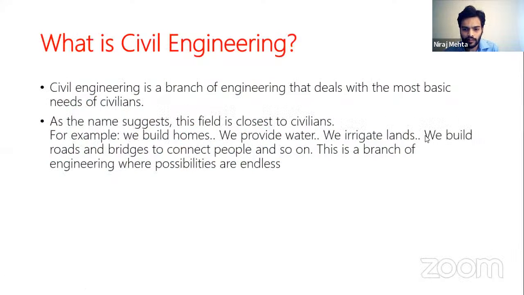Civil engineering, as the word says, is the branch of engineering that deals with the most basic needs of civilians. As the name suggests, it is the closest field to all civilians. For example, we build homes, we build roads, we provide water supply, we irrigate lands, we connect people and cities, we do infrastructure development, environmental protection, and solid waste management. All these are very close to civil engineers. That is the main aspect of civil engineering.